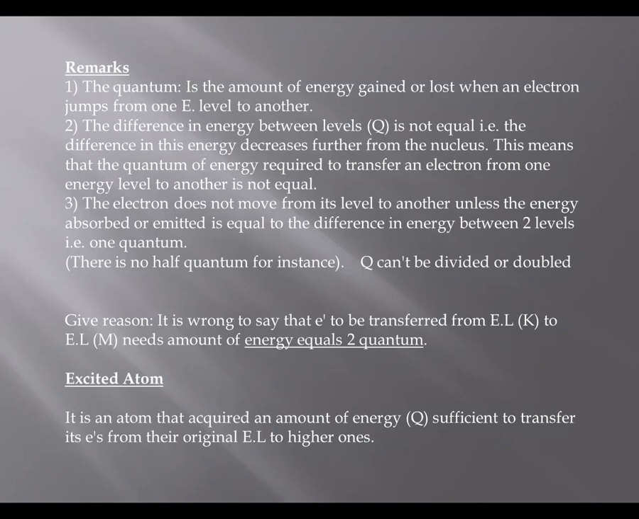So we have some remarks to be noticed. Number 1, the definition of quantum. Quantum is the amount of energy gained or lost when an electron jumps from one energy level to another. Number 2, the differences in energy between the energy levels are not equal. The difference of energy decreases as we go further from the nucleus. This means that the quantum energy required to transfer an electron from one level to another is not equal. Number 3, the electron doesn't move from one energy level to another unless the energy absorbed or emitted is equal to the difference between them.